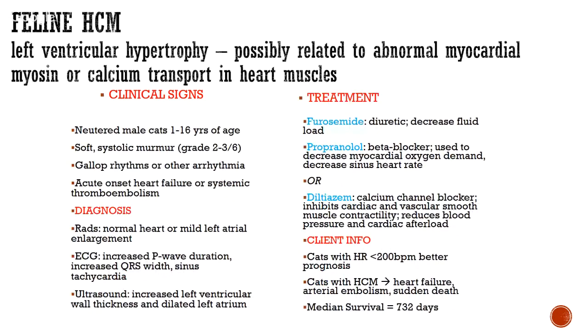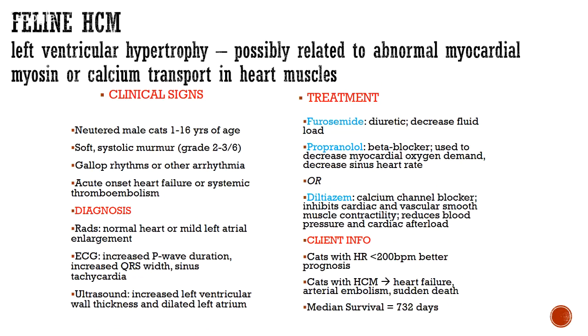More common in cats is feline hypertrophic cardiomyopathy. And feline hypertrophic cardiomyopathy will cause left-sided heart failure. It's possibly related to some abnormal myocardial myosin or calcium transport in the heart muscle. We're not really sure what is the cause of this. We see it most often in neutered male cats, anywhere from 1 to 16 years of age. Sometimes we'll hear a soft systolic murmur, anywhere from a grade 2 to a 3 out of 6.